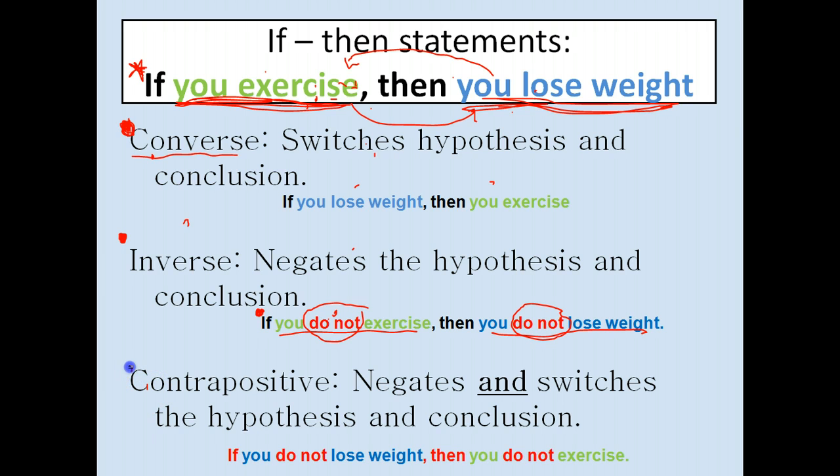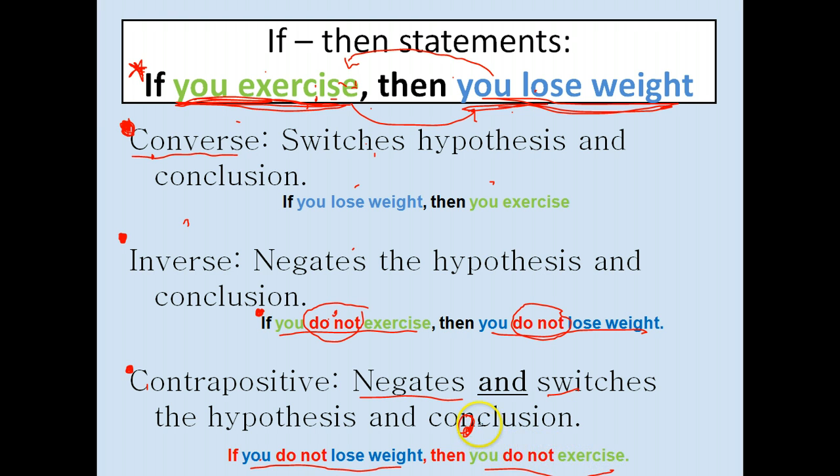The final thing you can do with the statement is form the contrapositive, and it does both the converse and the inverse put together. It both negates them and switches the hypothesis and conclusion. So losing weight is going to come first and exercising will come at the end, the opposite of what it was up here. And also we negate them both, so we make them both the nots. So this time we have, if you do not lose weight, then you do not exercise.